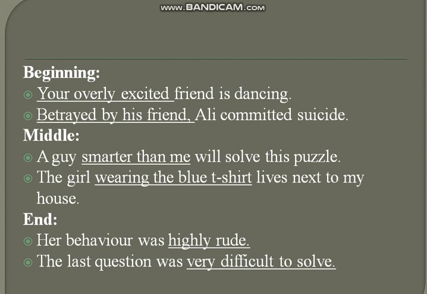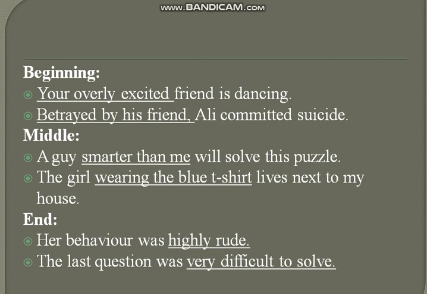Betrayed by his friend, Ali committed suicide. Here again you can see betrayed by his friend is an adjective phrase, and it came at the start of the sentence. Then an adjective phrase may come in the middle of a sentence, as you can see: a guy smarter than me will solve this puzzle. Here smarter than me is an adjective phrase. Why? Because it is telling us about the noun guy. Which guy? Smarter than me.